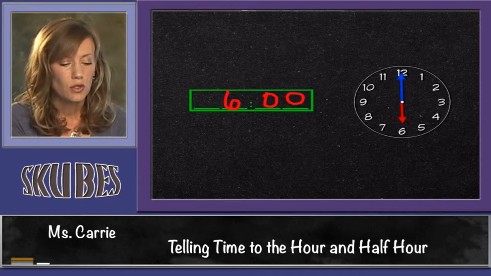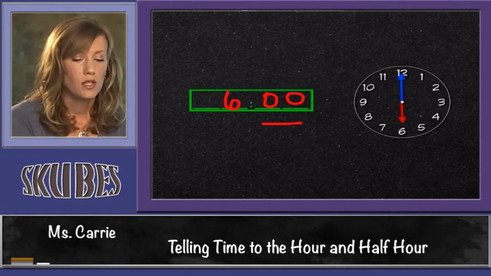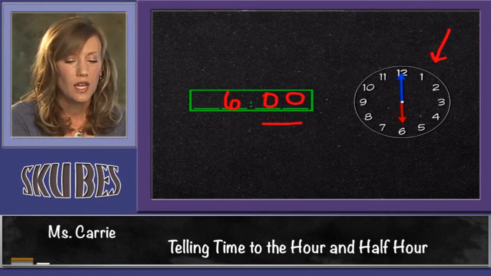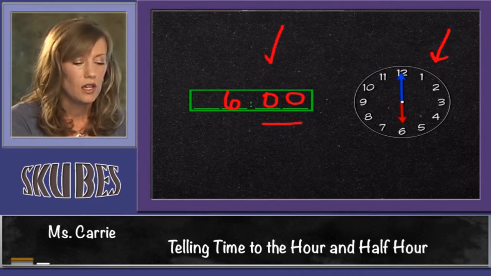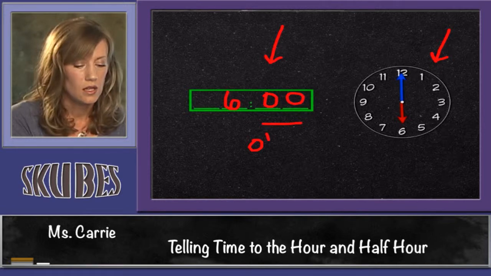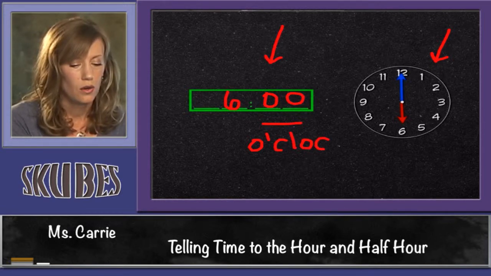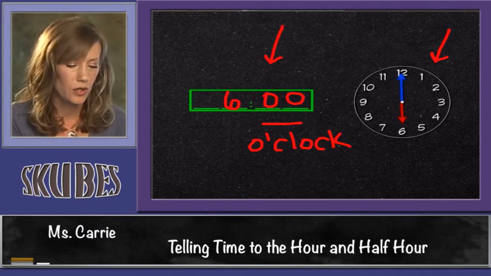Now when we write the 2 zeros, it always means o'clock. This right here is our analog clock, like we explained before, and this right here is called the digital clock. And whenever you see 0, 0, that always means o'clock.